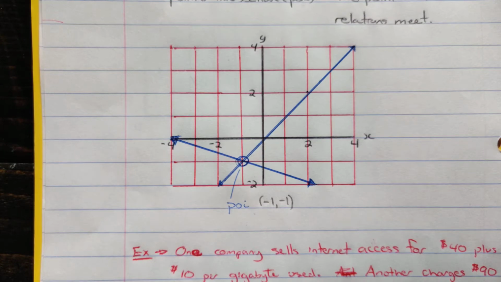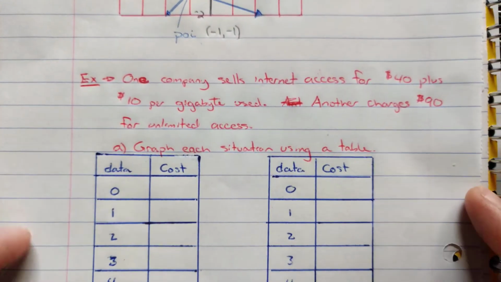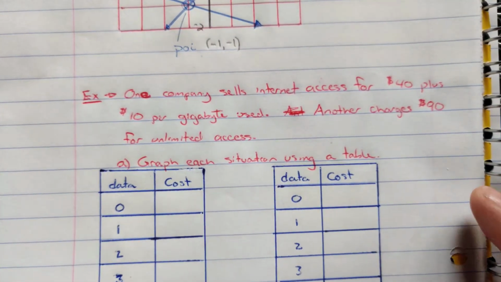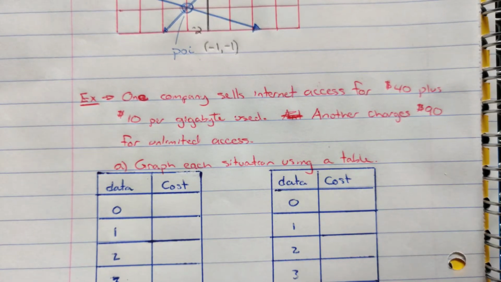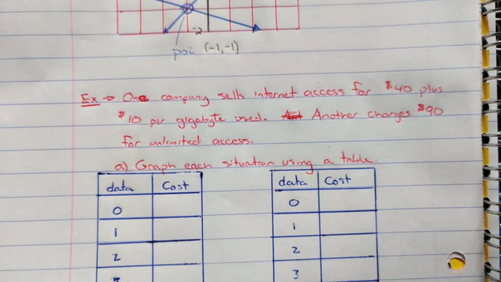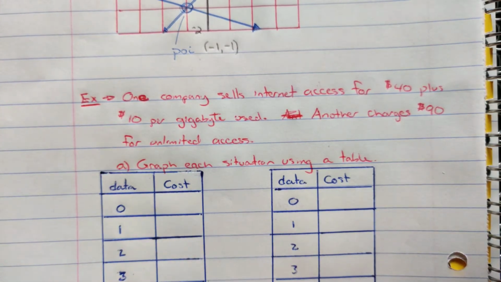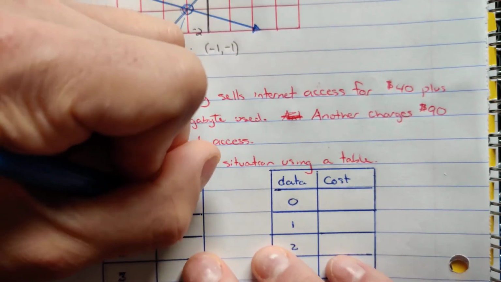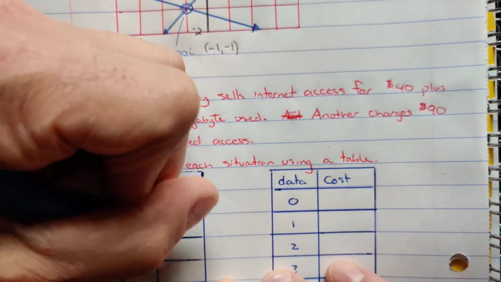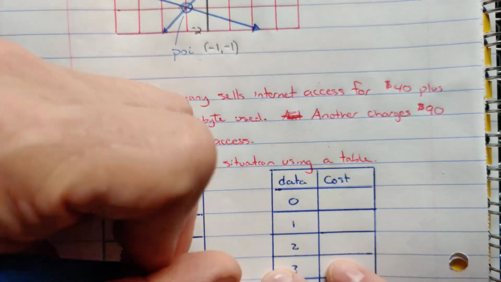So an example of working with this, we've got a graph on the next page and tables to work with this question. One company sells internet access for $40 plus $10 per gigabyte used. Another charges $90 for unlimited access. Graph each situation using a table. So we'll use our tables here, and our first situation sells internet access for $40 plus $10 per gigabyte used. So our data usage here is 0, 1, 2, 3, and 4 gigabytes. We have $40 as our cost initially, and then we're just adding $10 per gigabyte.